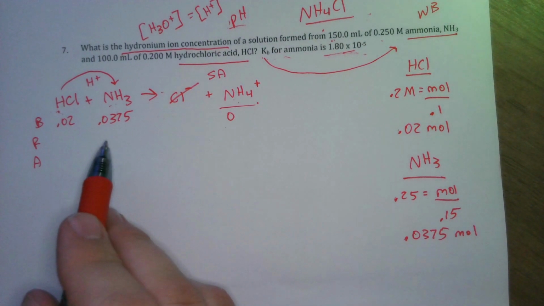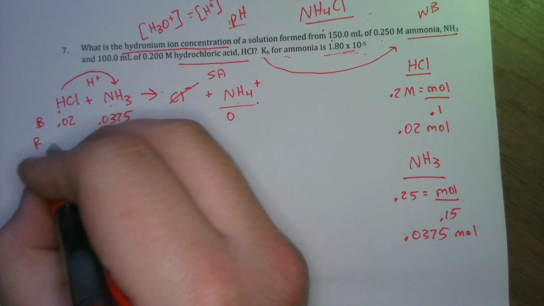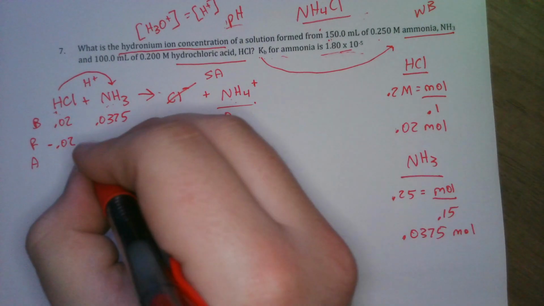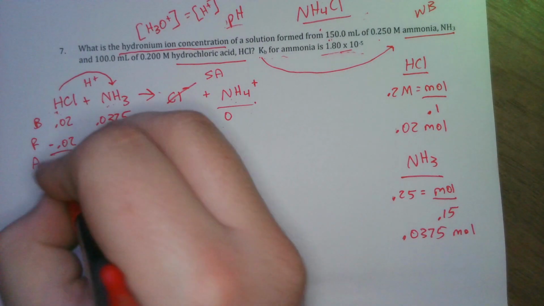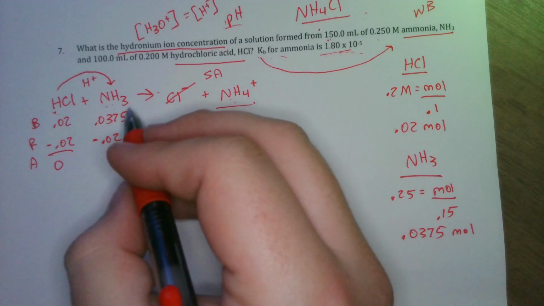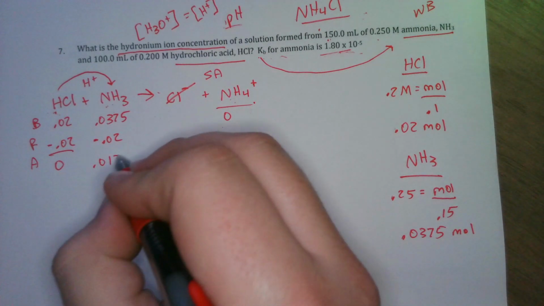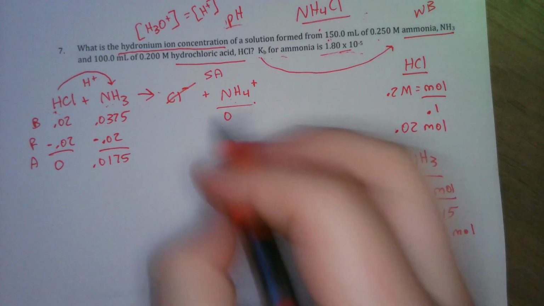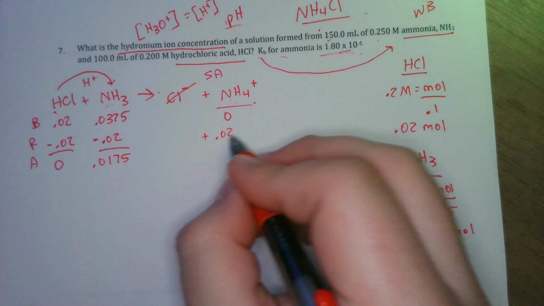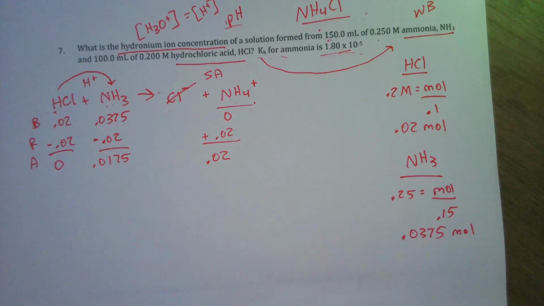All right, these two things will react as much as they can. This is the smaller number, so that's the one I'm going to subtract. I'll be left with none of my strong acid, and this number will go down to 0.0175. My NH4 will go up by 0.02, and I make exactly 0.02 of my conjugate acid.